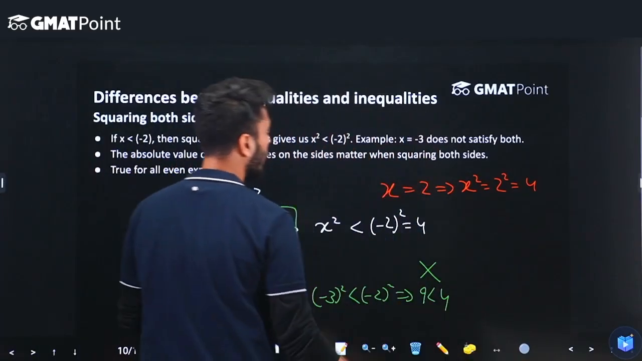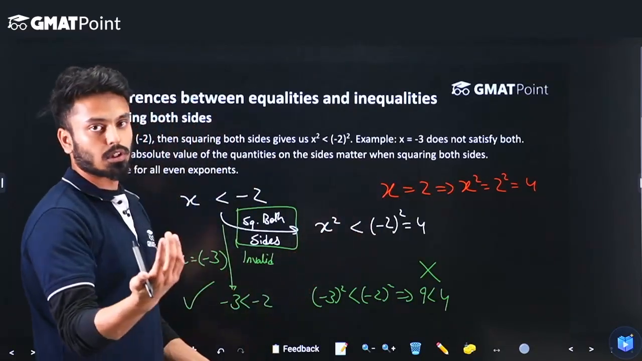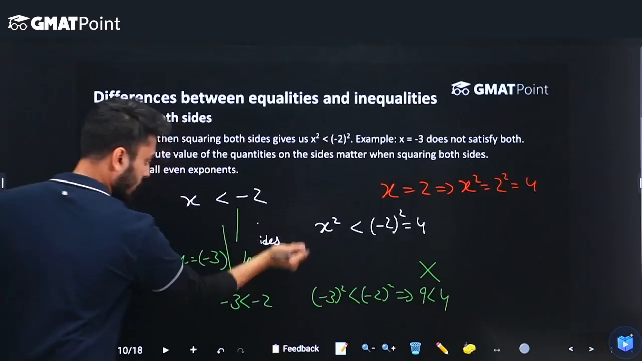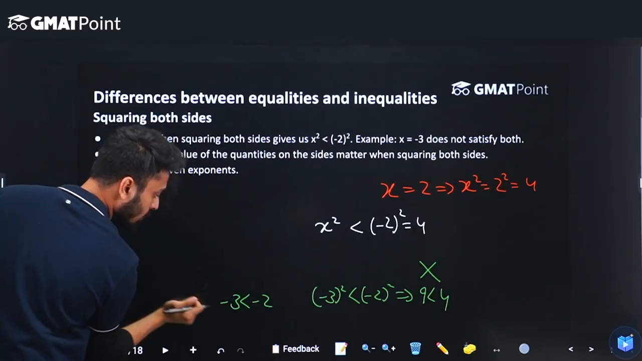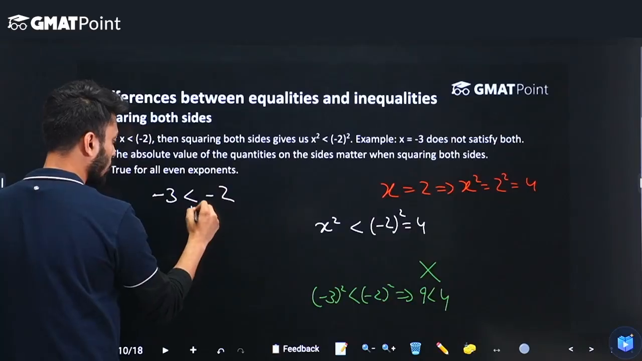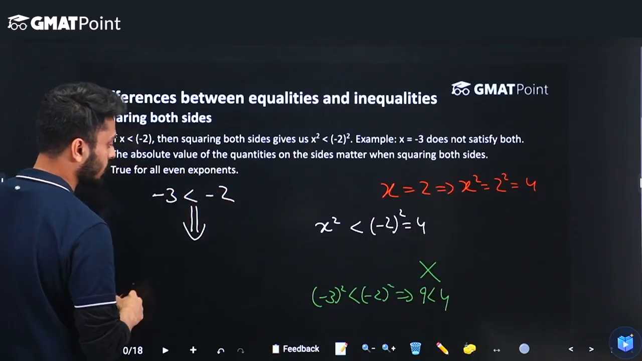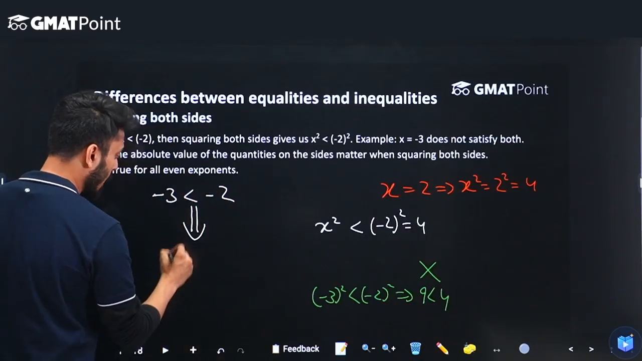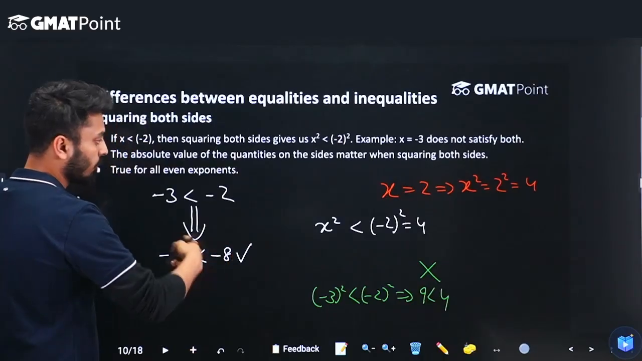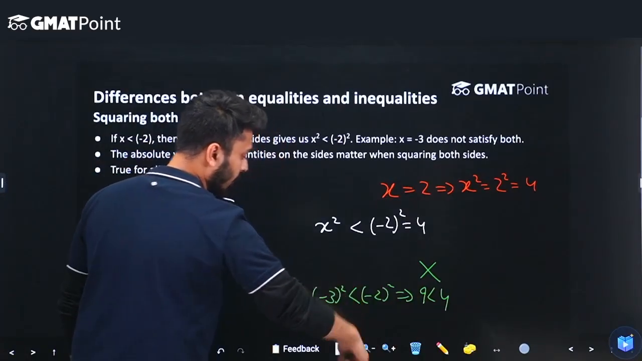So first of all, let's see what happens if it was an odd exponent. So if I had, let's say, I'll erase this first. Let's say if I had minus 3 less than minus 2 and I was to cube both sides without making any changes about the inequality, I would have minus 27 less than minus 8, which is true, which did not work for an even exponent.